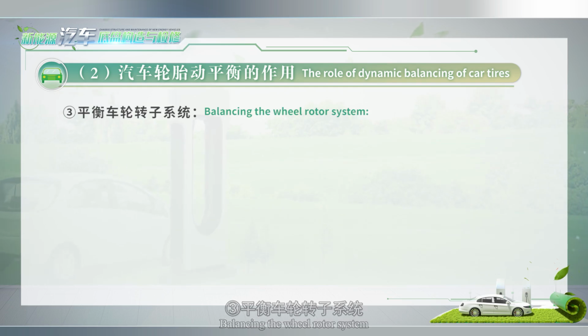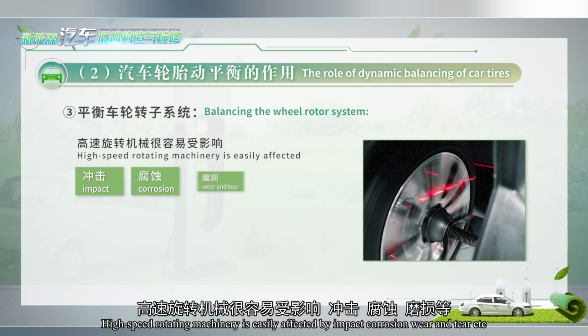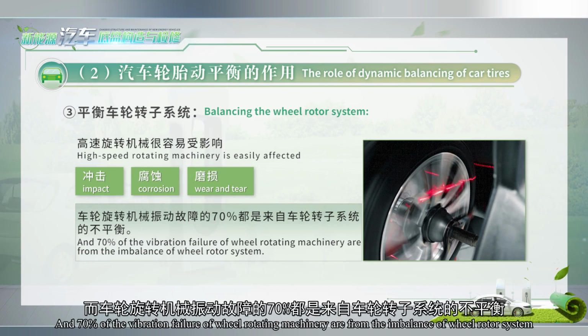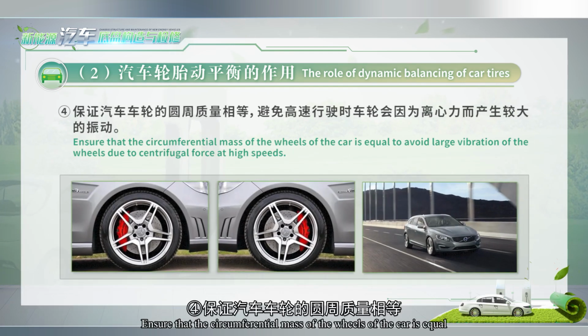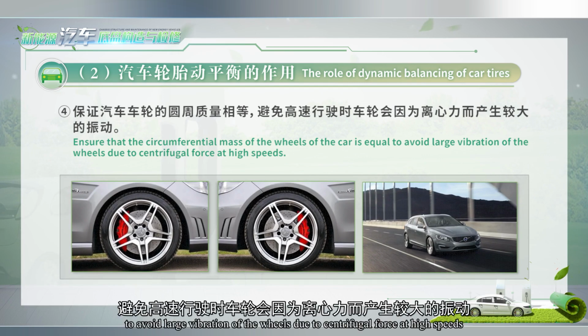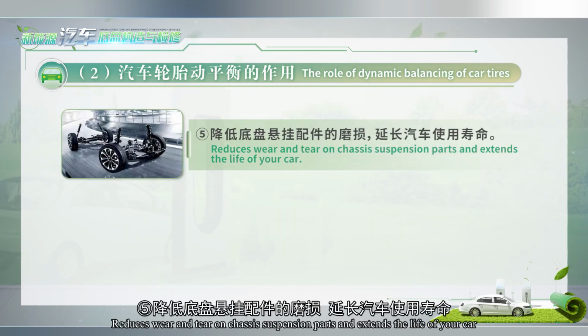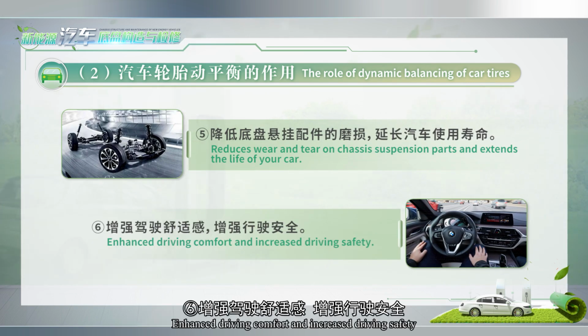Balancing the wheel rotor system. High-speed rotating machinery is easily affected by impact, corrosion, wear and tear, etc., which can cause imbalance failure to the wheel's rotor system, and 70% of the vibration failures of wheel rotating machinery come from the imbalance of the wheel rotor system. Ensure that the circumferential mass of the wheels of the car is equal, to avoid large vibration of the wheels due to centrifugal force at high speeds, reduce wear and tear on chassis suspension parts and extend the life of your car. Enhanced driving comfort and increased driving safety.